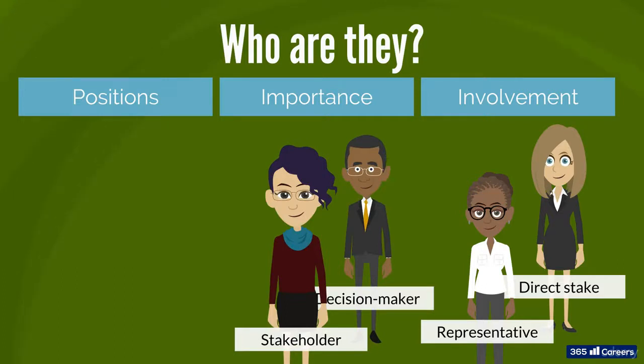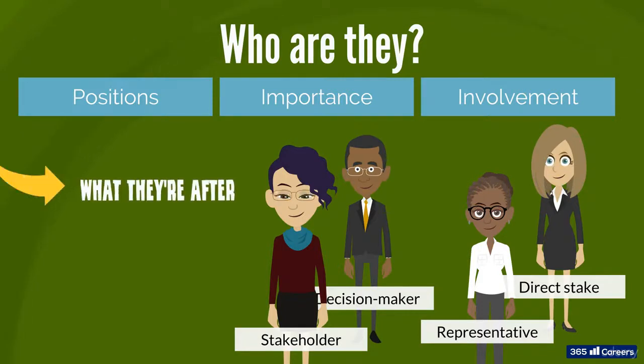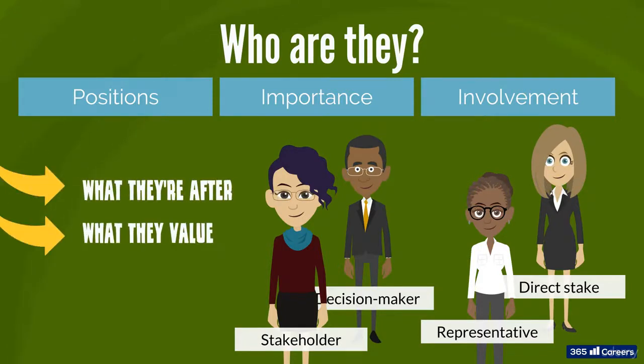Often, these will be people who are not directly present in the negotiation, but instead sit at the so-called hidden table. Knowing this will make you a much more capable competitor and will help you figure out what your bargaining partner is after and what they value.